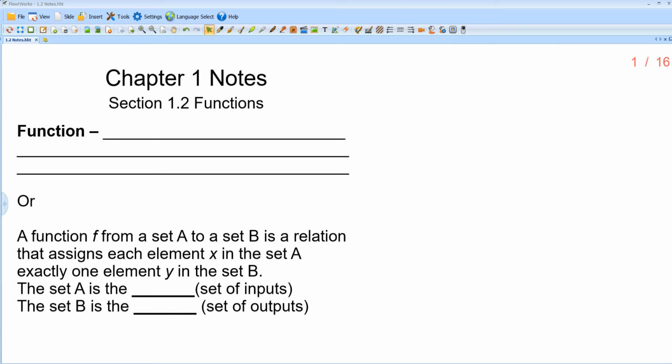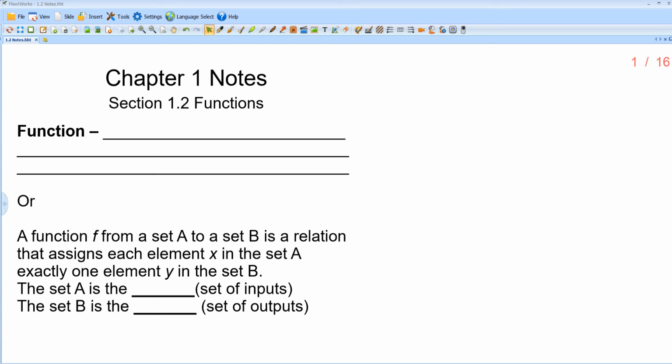All right, welcome, and thanks again for joining us for section 1.2 notes. This is a slightly larger section. If you could see in this top right corner, we've got 16 slides to get through. We're going to be doing 8 of them as notes, and then we're going to be doing 8 of them as examples, just to give you an idea of what we're running into.